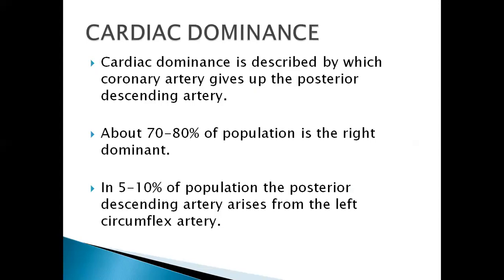In about 70 to 80% of the people, the posterior descending artery is a branch of the right coronary artery, and such people are called right dominant, or such a heart is called a right dominant heart. In about 5 to 10% of the population, the posterior descending artery arises from the left circumflex artery. Such individuals are called left dominant. Clear now?